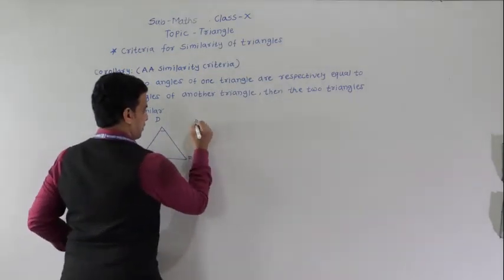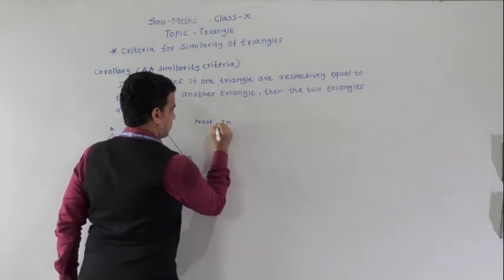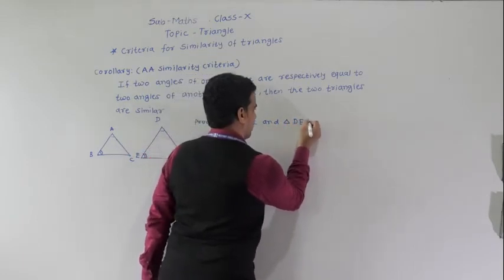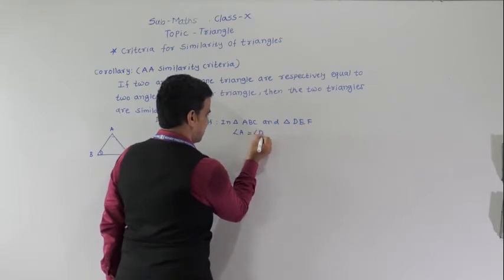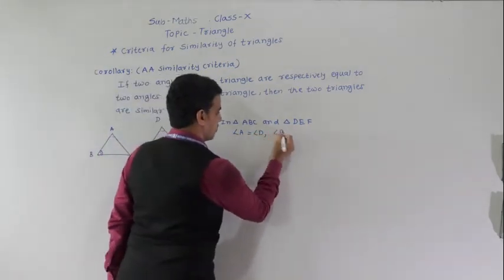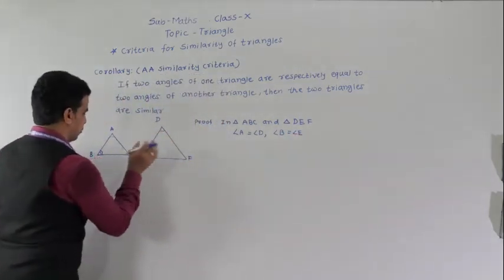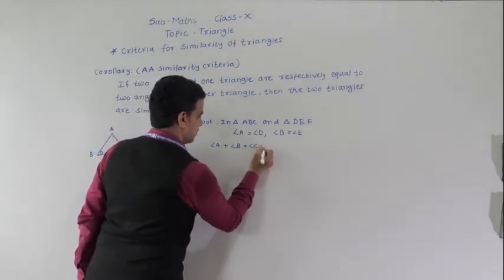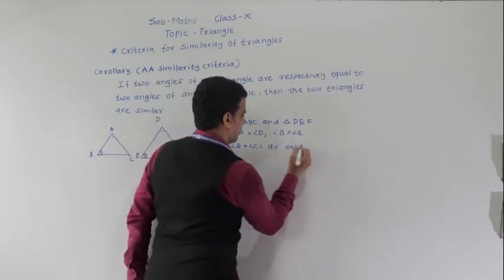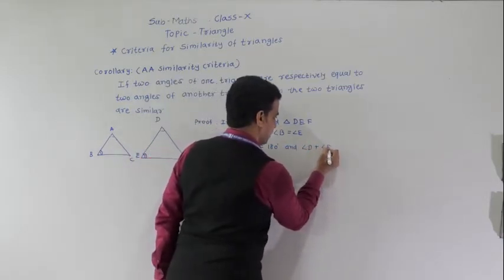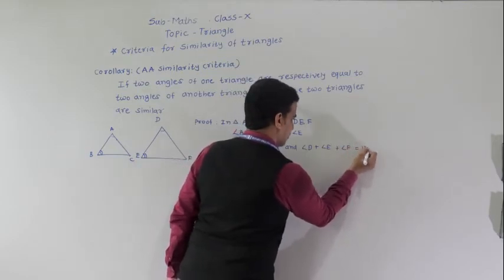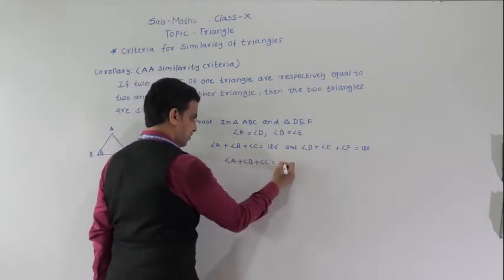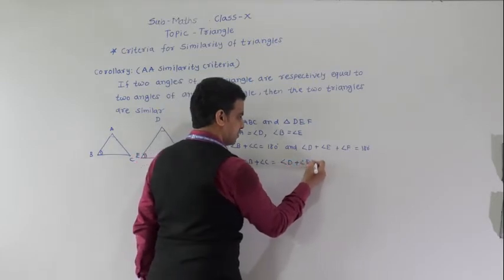So here we write this in triangle ABC and triangle DEF, angle A is equal to angle D. Here I am taking angle A equal to angle D and angle B equal to angle E. Now we know the angle sum property of a triangle, that is angle A plus angle B plus angle C is equal to 180 degrees, and in triangle DEF, angle D plus angle E plus angle F is equal to 180 degrees. So we can equate that angle A plus angle B plus angle C is equal to angle D plus angle E plus angle F.